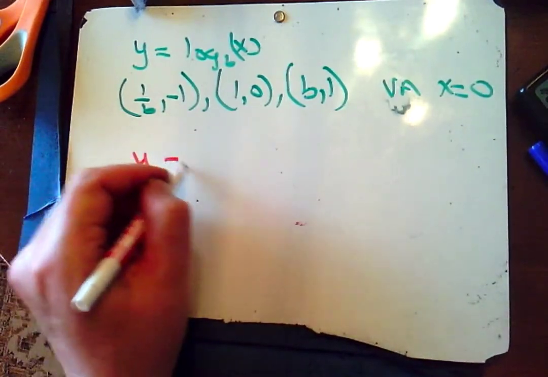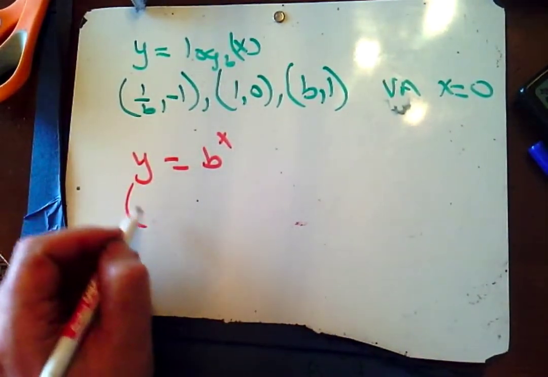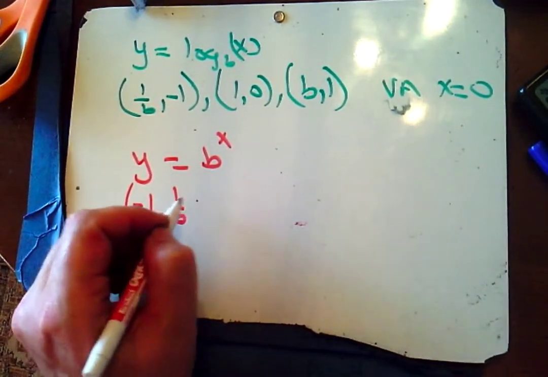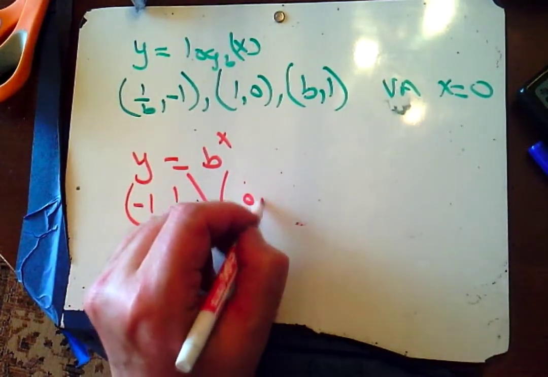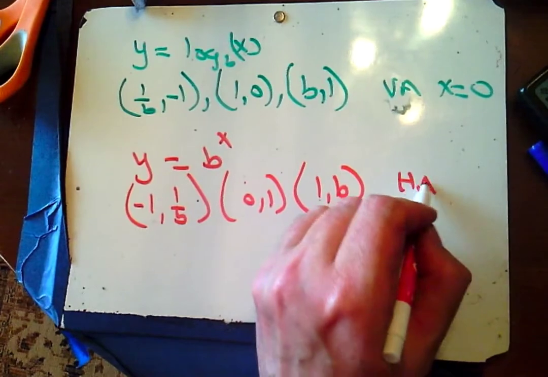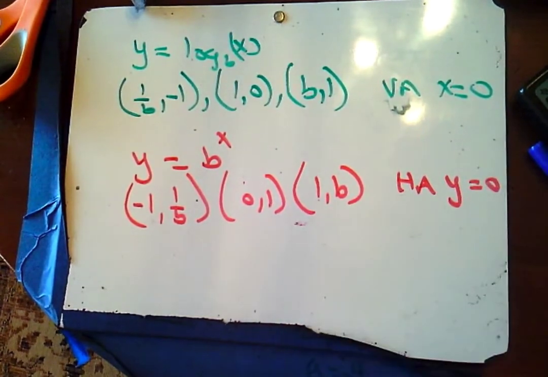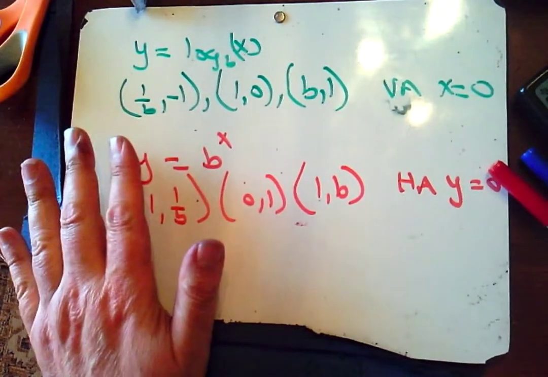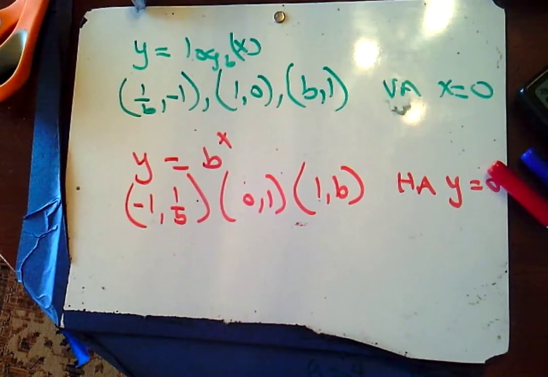You'll also need the exponential one. We talked about that: (-1, 1/b), (0, 1), (1, b), and a horizontal asymptote at y equals 0. So you should be comfortable with both of these. What else did we talk about today?